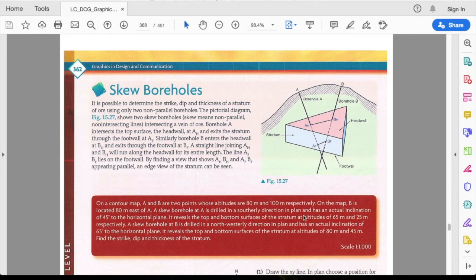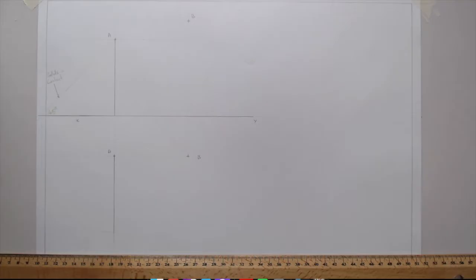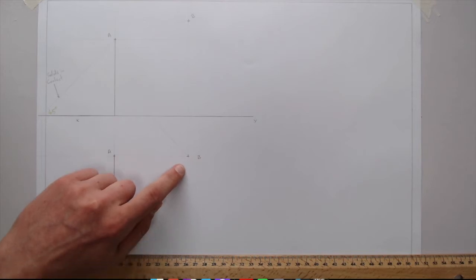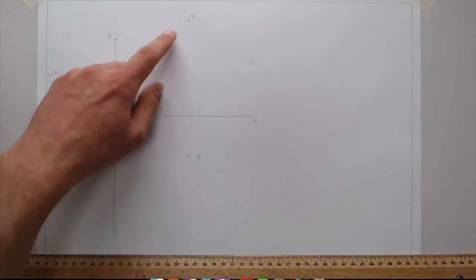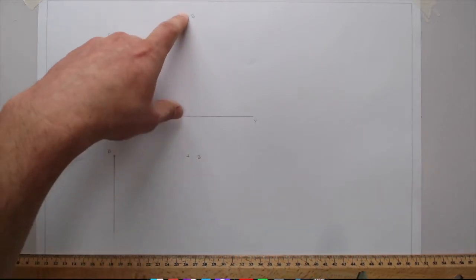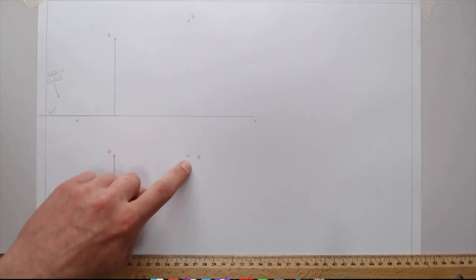For B, it says, now I'm going to skip over the top and the bottom surfaces just for the moment. The skew borehole at B is drilled in a northwesterly direction in plan and has an actual inclination of 65 degrees to the horizontal plane. So northwesterly and 65 degrees. So we're going to go with northwesterly direction, and then we're going to go up into the elevation. I'm going to draw it over to the side because again, I don't know how long this is going to be.